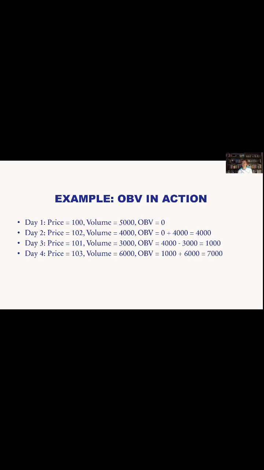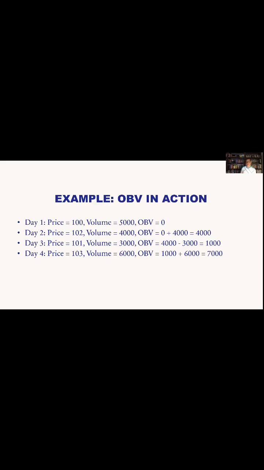Okay, so day one price is 100, volume is 5,000, so the OBV is zero. Starting from day one, that's our starting point. Day two price is 102, volume is 4,000. The closing price is greater than day one's closing price, so you add 4,000 to zero, and now the OBV is 4,000.